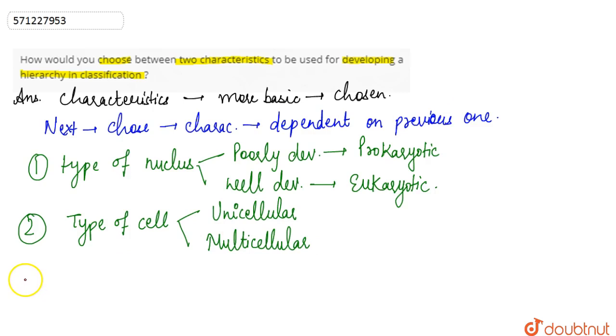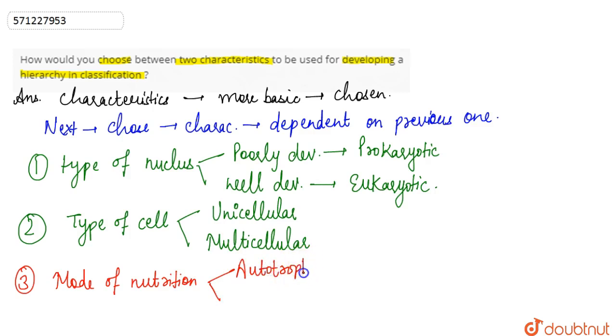The first is the type of nucleus, then the type of cell, and the third one that we can go for is the mode of nutrition. That is basically whether the organism is autotrophic or heterotrophic. So the most basic characteristic that we'll choose to develop a hierarchy in classification is, first, the type of nucleus, second, the type of cell, and then the mode of nutrition.